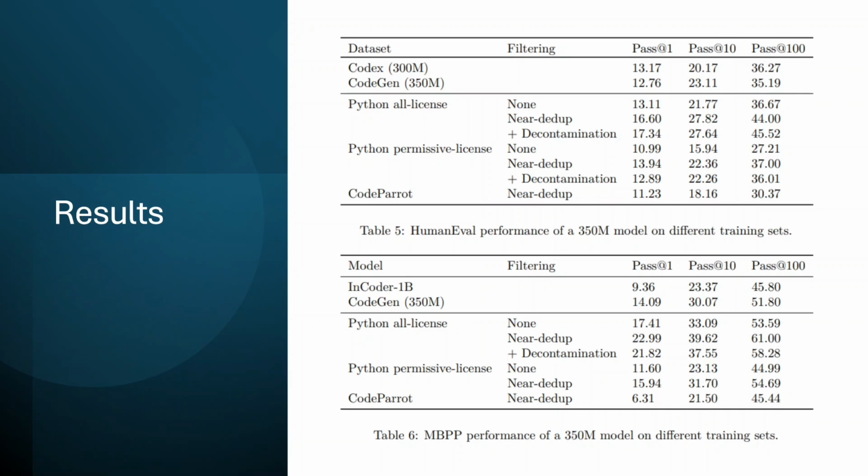And you can find that the CodeParrot model they have got a 30.37 score as the pass at 100 evaluation metric, and for the Python permissive license they have 36%, which is more than the existing one. Then they have evaluated on two benchmark datasets, HumanEval and MBPP, which means mostly basic Python programming, and they found that the dataset they trained performs very well compared to the existing ones.